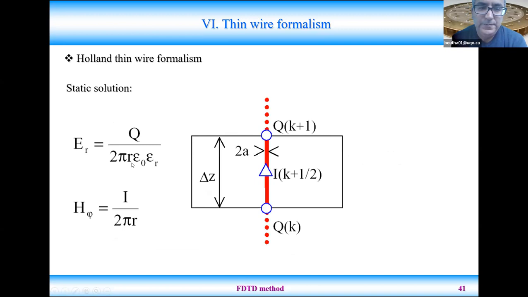We start with a static solution. So a static solution, so this is a wire. See here the wire. And we have I at this position, k plus half. We have charge at the position k and charge at position k plus 1. The diameter is 2a. a is the radius. And delta z is the meshing in the z direction. So the electric field, as a function of the radius, is E_r equals q over 2πr l epsilon 0 epsilon r. And H phi is I over 2πr.